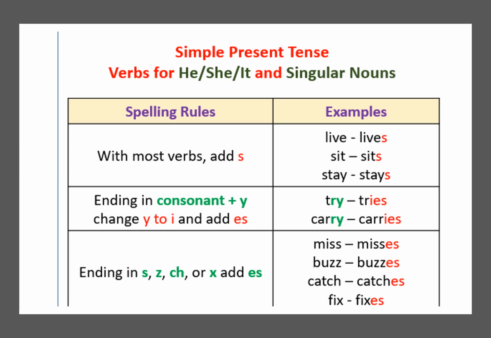And when you have verbs which are ending in the letters S, Z, CH or X, you add ES to make it into present tense. For example, miss. As you know, the word miss ends with the letter S. So to make it into present tense, we have added ES and the verb becomes misses. Similarly, the verb buzz ends with the letter Z. So we have added es and the verb becomes buzzes. Similarly, catch will become catches and fix will become fixes.